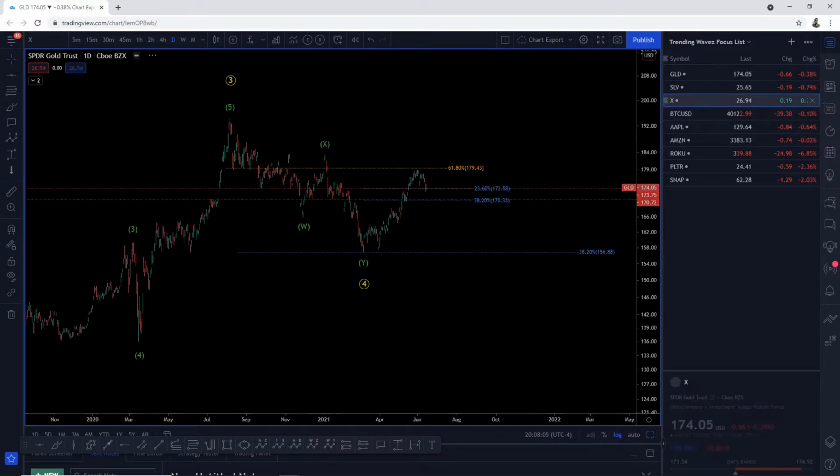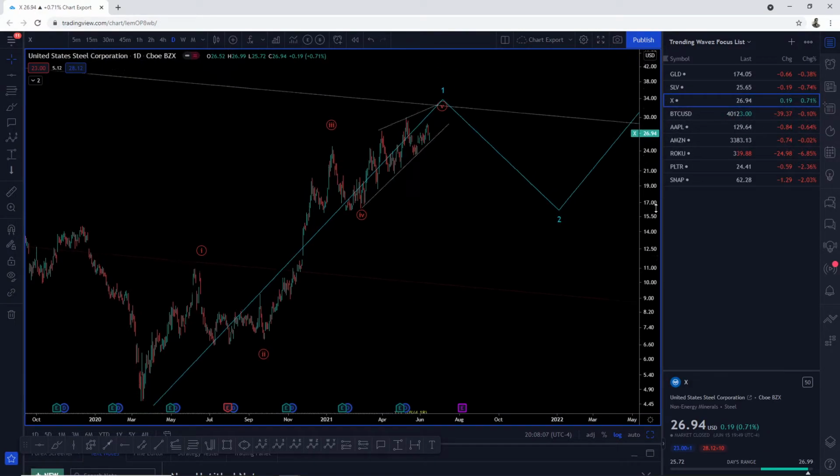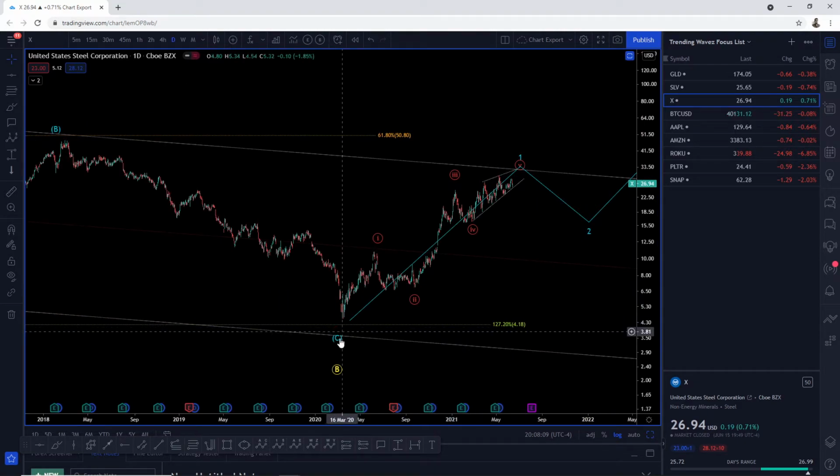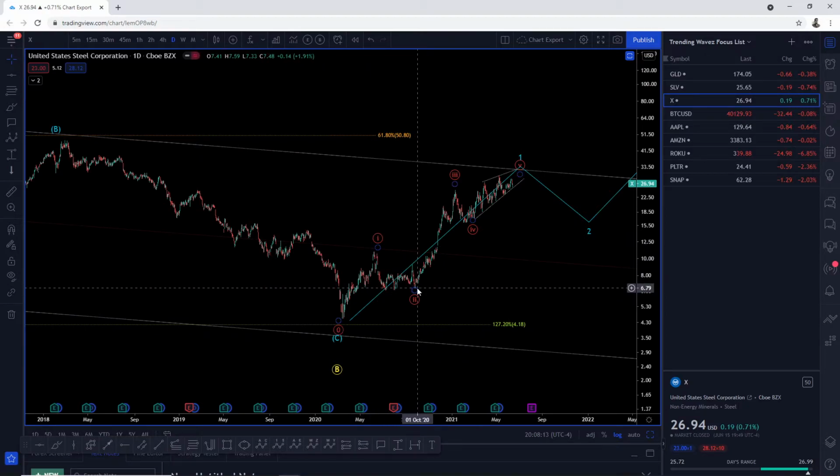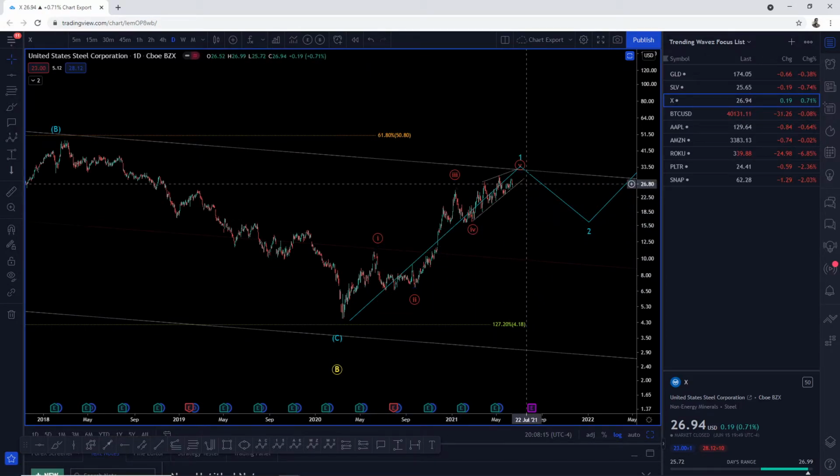Taking you over to United Steel. So this wave structure here suggests that from the March lows, we go up in 1, down in 2, up in 3, down in 4, and we're completing the wave 1 in the minor degree.